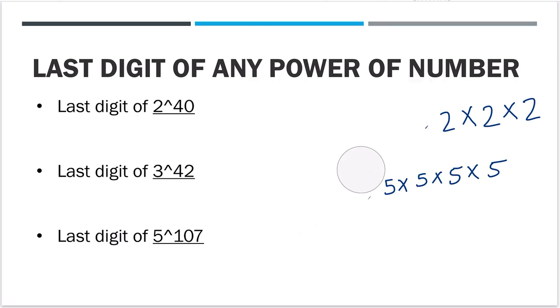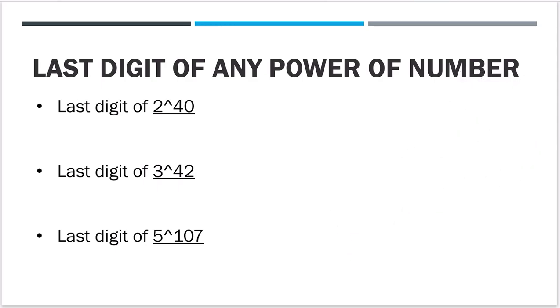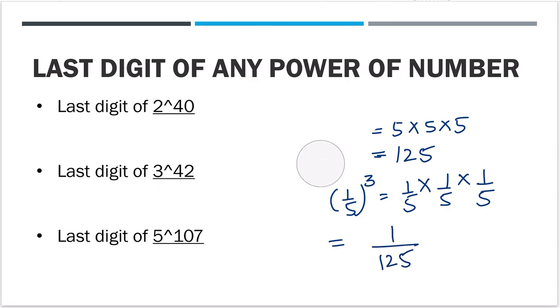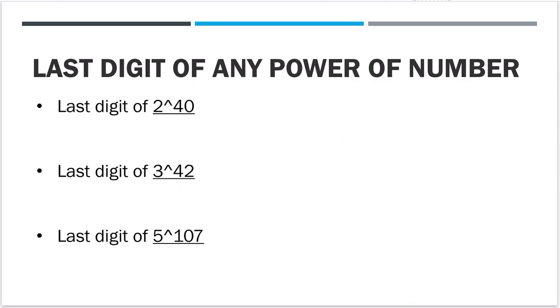So the question in exam, let's revise it. What is 5 raised to power 3? You are going to do 5 into 5 into 5. That will give you 125. I hope this is clear. If someone asks you what is 1 by 5 raised to power 3, this simply means multiply 1 by 5, 3 times. So this will be 1 upon 125. I hope you understand what power of a number is, right?